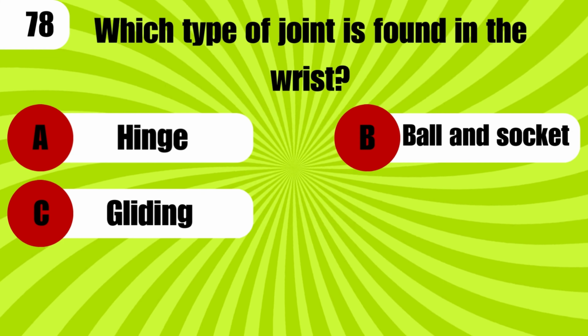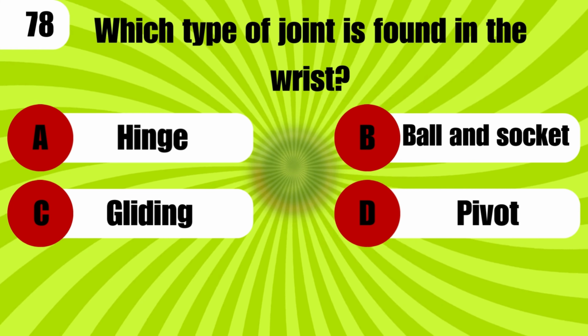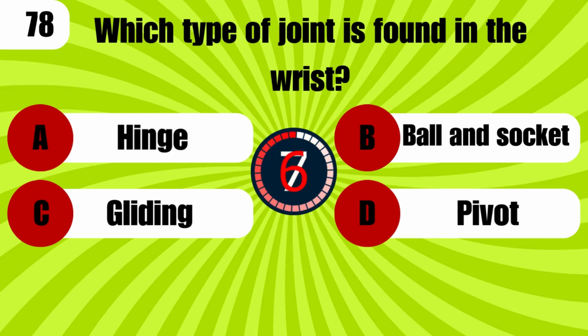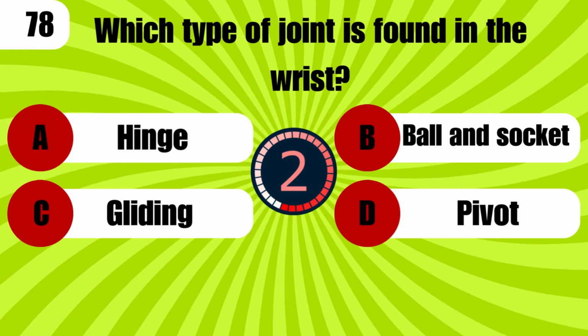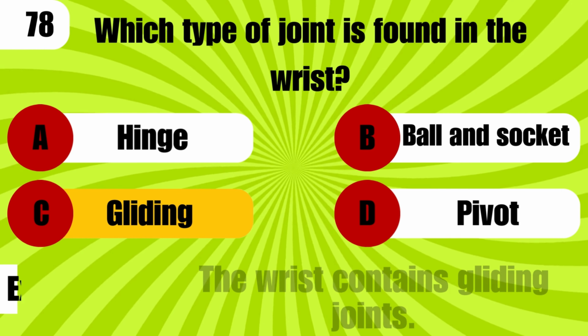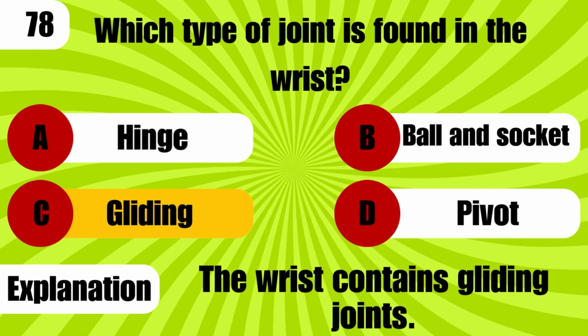Which type of joint is found in the wrist? Option A, hinge. Option B, ball and socket. Option C, gliding. Option D, pivot. The right answer is gliding. The wrist contains gliding joints.